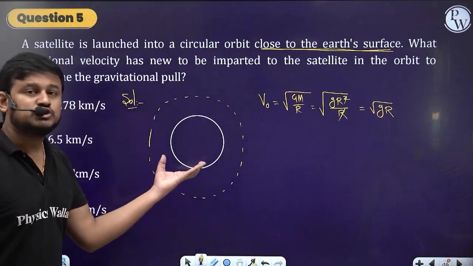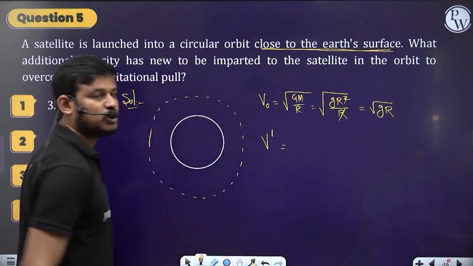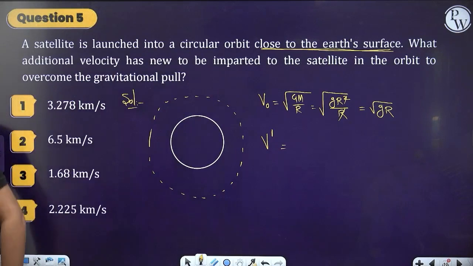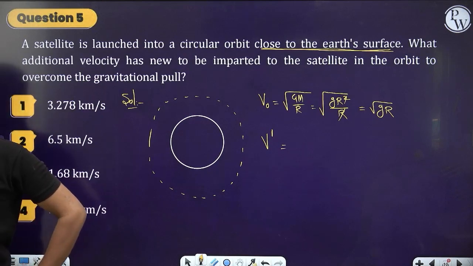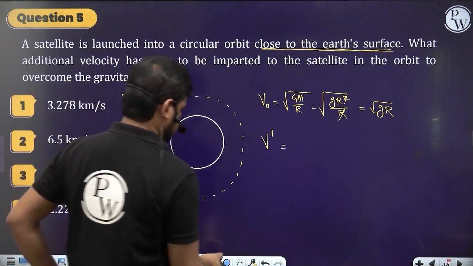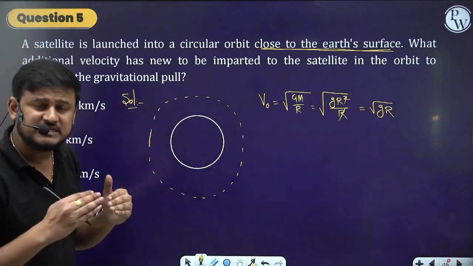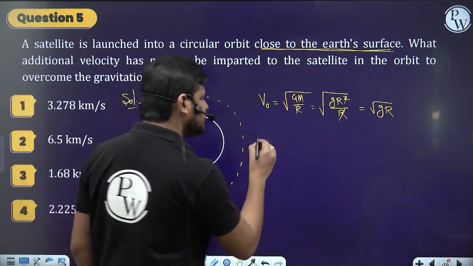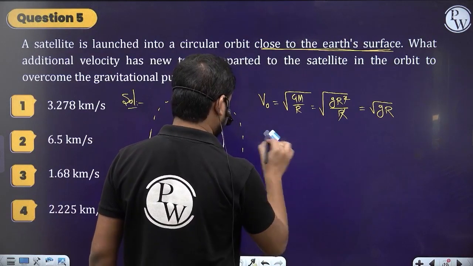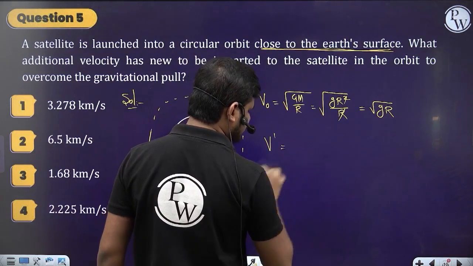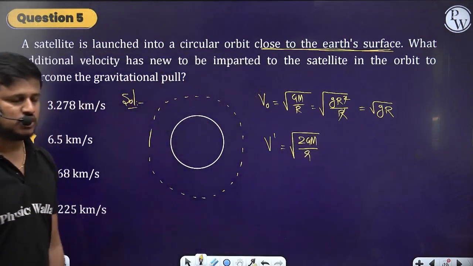Now, what should be the new velocity? Let it be some v dash. So how do you write the v dash velocity formula now? The escape velocity formula you can write simply. It has to overcome the gravitational pull, so that means it has to gain escape velocity, right? So what is that velocity? The v dash is equal to root over 2GM by r. Root over 2GM by r.